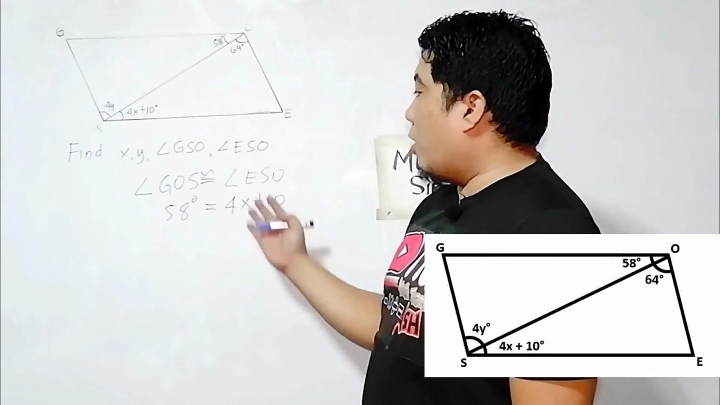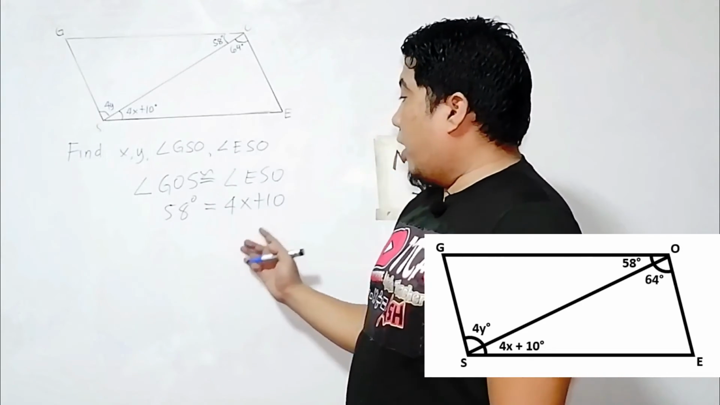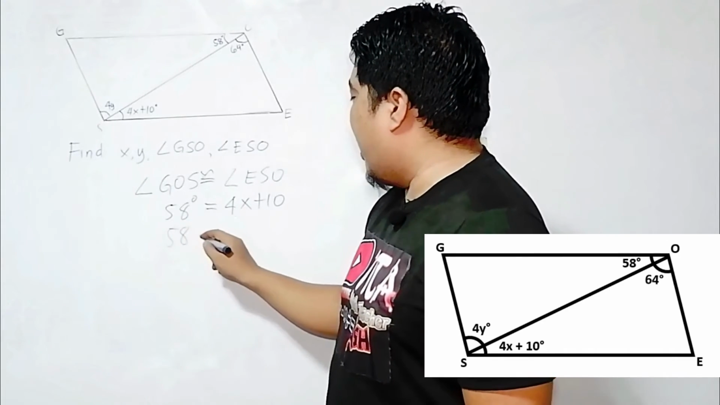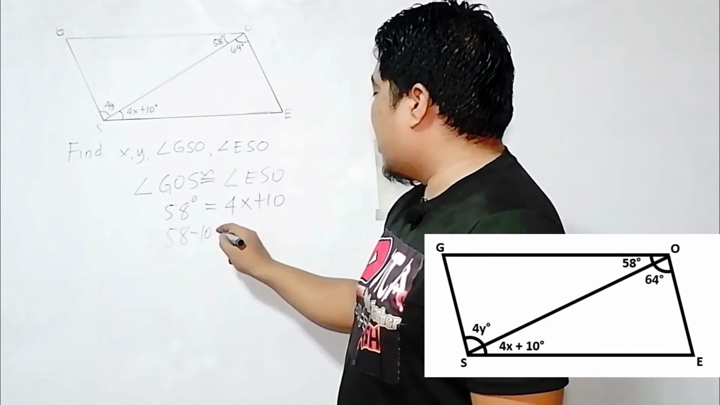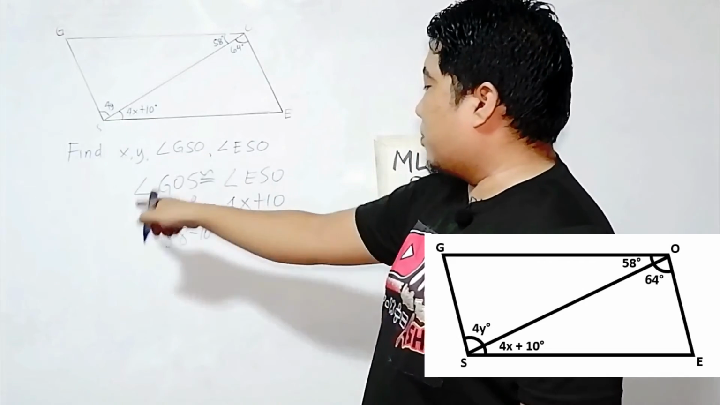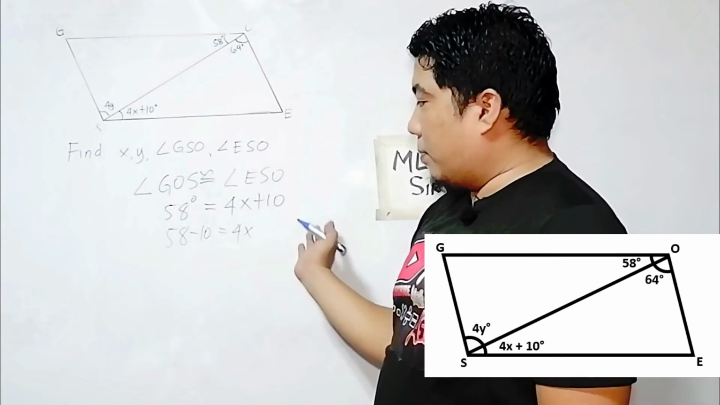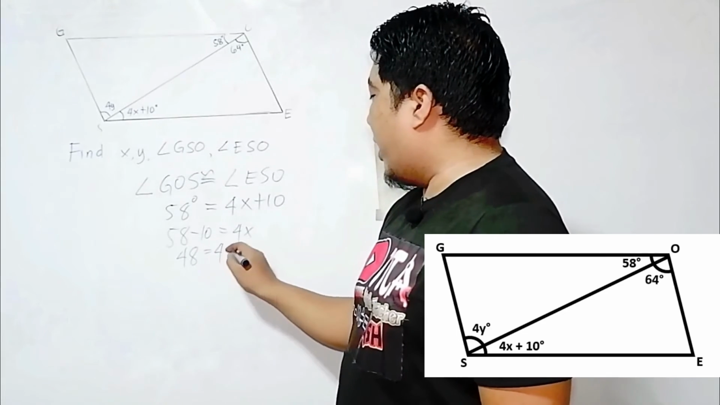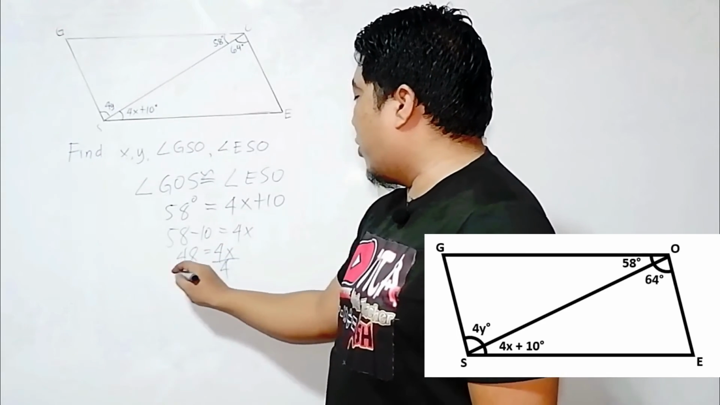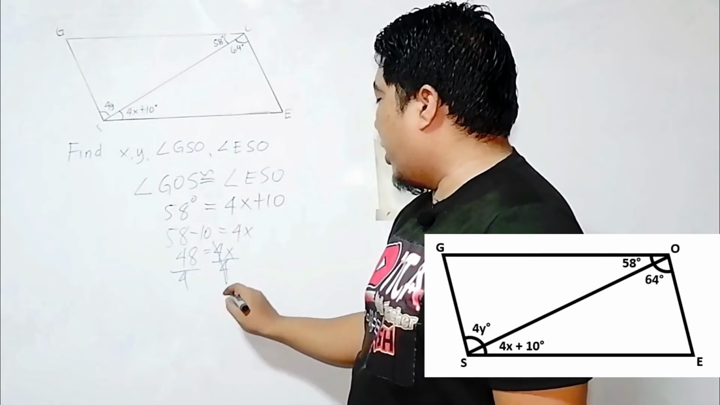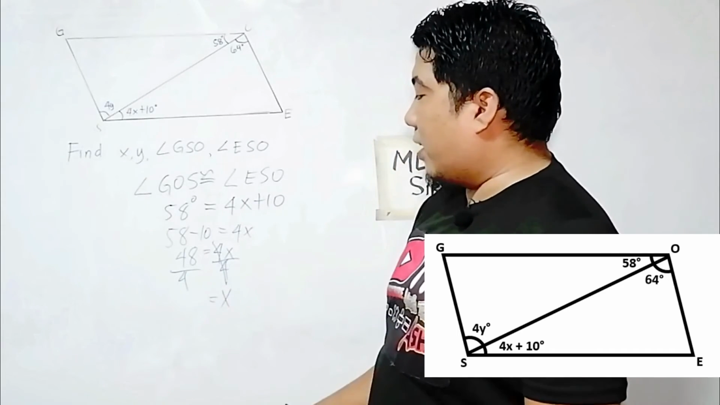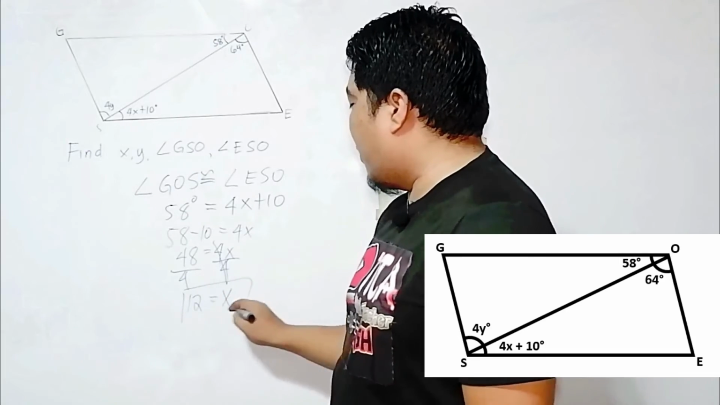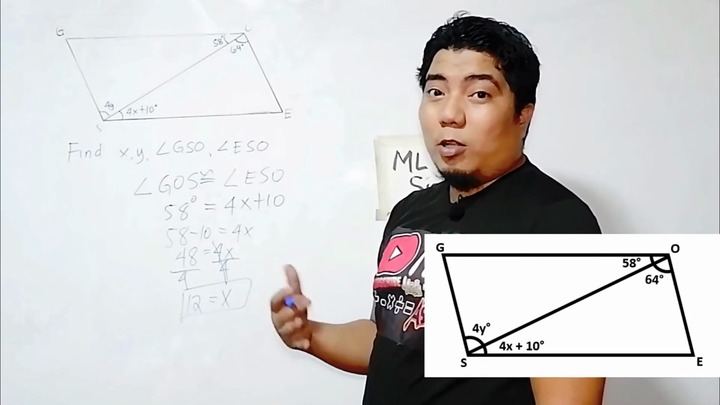Easy, right? So now, let us solve our value of x. So, this is 58 minus 10 is equal to 4x because I transpose the plus 10 from the other side, giving me 48 is equal to 4x. I divide both sides by 4 in order for me to cancel the 4 here, and I'll just have the value of x. 48 divided by 4, and that is 12. Therefore, the value of my x is 12.